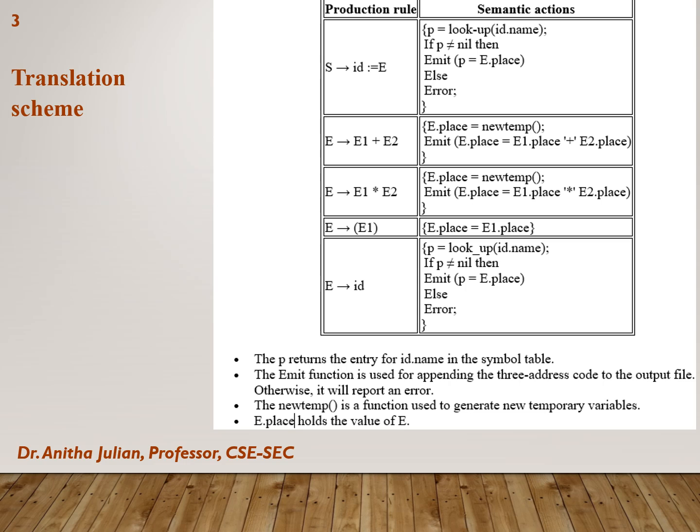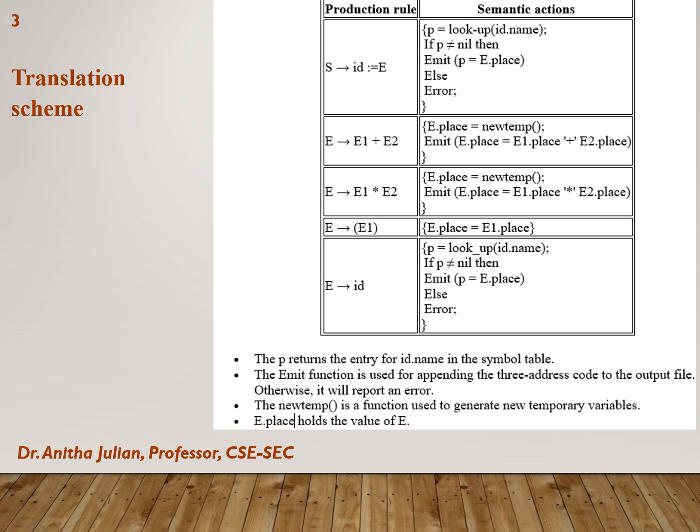When you come to the final production, here again S arrow ID equal to E, it means we have come to the end of the string. We have passed the entire string. So once again we are assigning the found out value, whatever the arithmetic expression you evaluated, it is going to be in E, and that is going to be assigned to S. So once again I have to check whether it is existing in the symbol table. So the same type of checking will be done here also. So this is the syntax directed translation scheme for assignment statements.